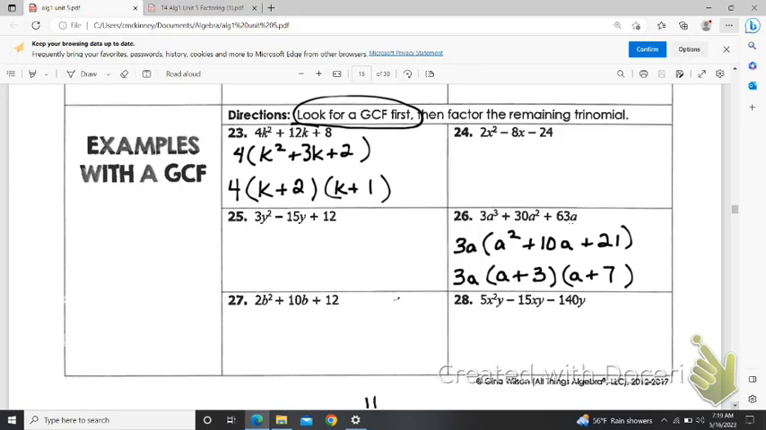Right, so take out your common factor. You guys have gotten really good at doing GCF. Then factor what's left. All right, and remember the common factor is part of your final answer. It only appears outside of one of the parentheses.